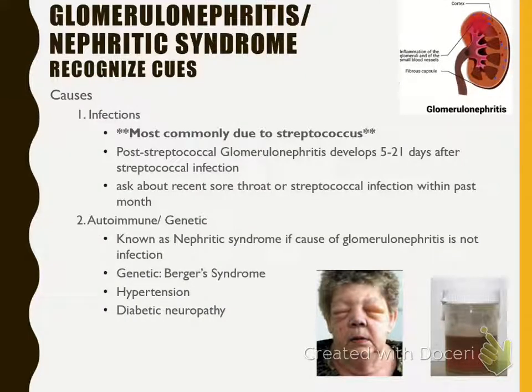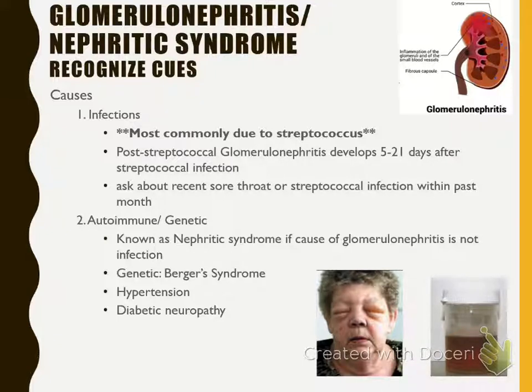And then the reason I kind of clumped it all together is because the treatments are all the same, no matter what we do with it. But nephritic syndrome, and the reason we call this nephritic syndrome, it's a kidney and it's an infection, but it's not a usual UTI. So they will call it nephritic syndrome. Glomerulonephritis and nephritic syndrome are synonyms. It's an infection, but it's not a typical infection.